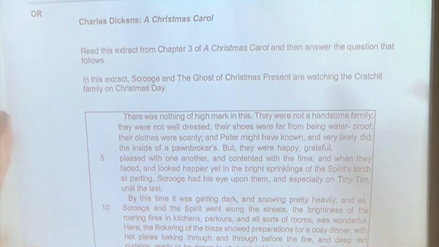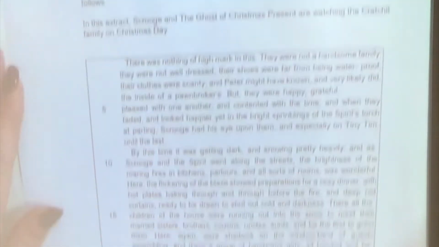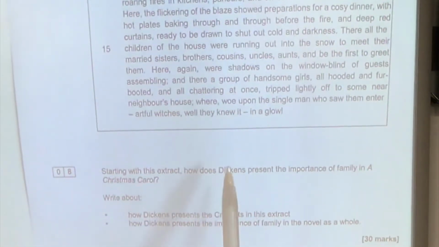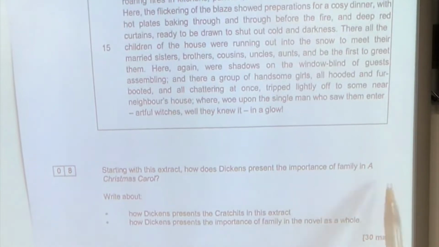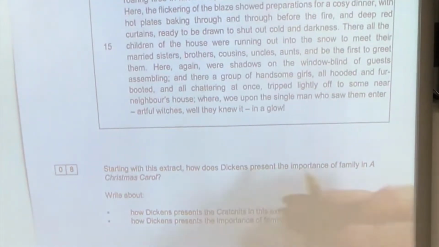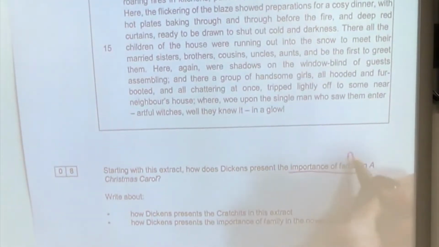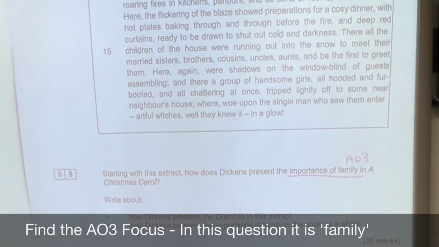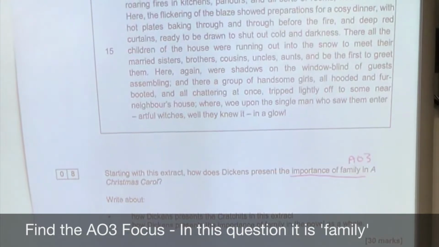Now, before I even read this extract, I'm going to have a look at the question. Starting with this extract, how does Dickens present the importance of family in A Christmas Carol? And here I have my AO3 focus, the theme that I'll be focusing on all of the way through my answer, the importance of family.